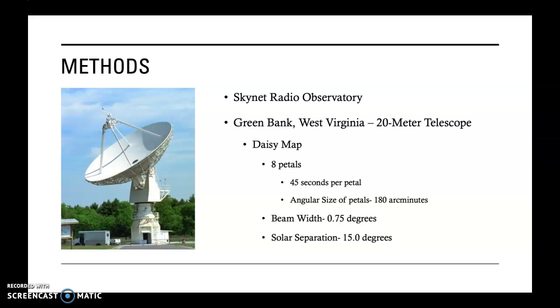We inserted special data requests to receive the best observation possible of the source given our goals. We selected a daisy map with 8 petals at 45 seconds per petal and an angular size of 180 arc minutes per petal. A beam width of 0.75 degrees and a sun separation of 15 degrees were also requested to ensure that we had clear exposure of the object with as little interference from the sun and atmosphere as possible.